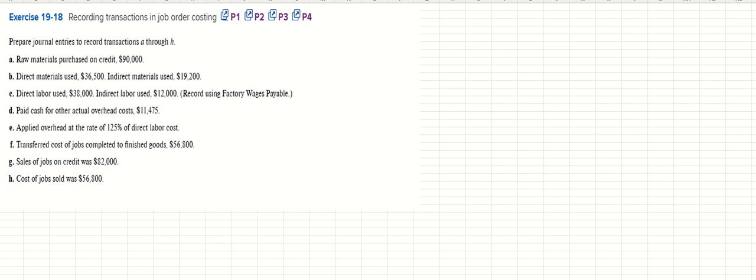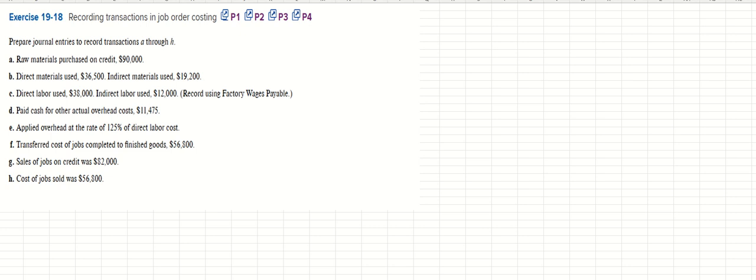Okay, here's practice problem number 2 for chapter 19. Exercise 19-18, we have to record the transactions in job order costing. From letters A through H, this is from a specific job. All of the costs that you see here are from just one job, not just one item, but one specific, I want to say customizable job order. It says prepare journal entries to record transactions A through H.